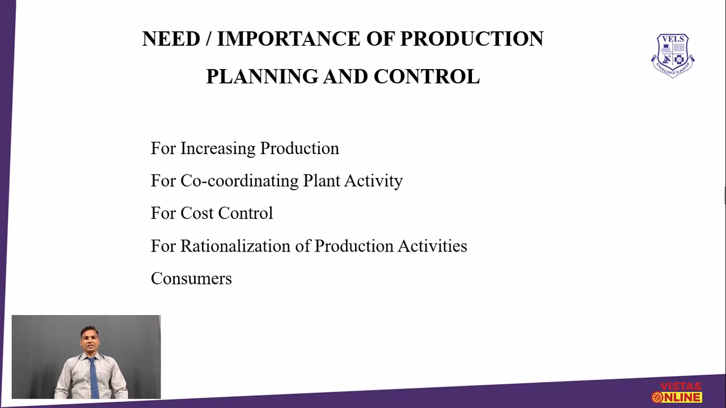Second important thing is coordinating plant activities. Being an operation manager, you know very well the plant management is a challenging task because as a production manager, you will be getting help from various departments also. It may be a material department, inventory department, or the machinery suppliers. Directly or indirectly, they are also involved in the production department.